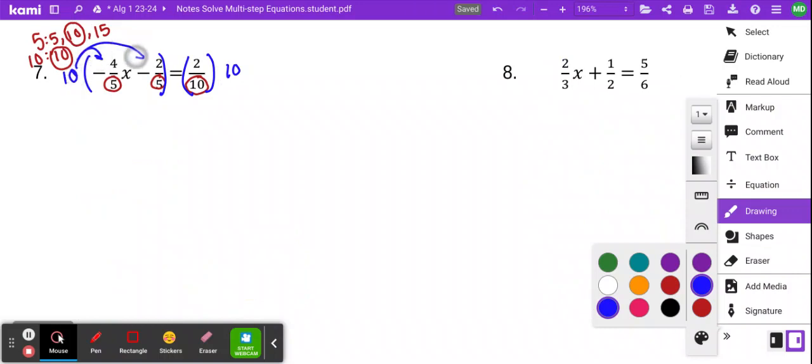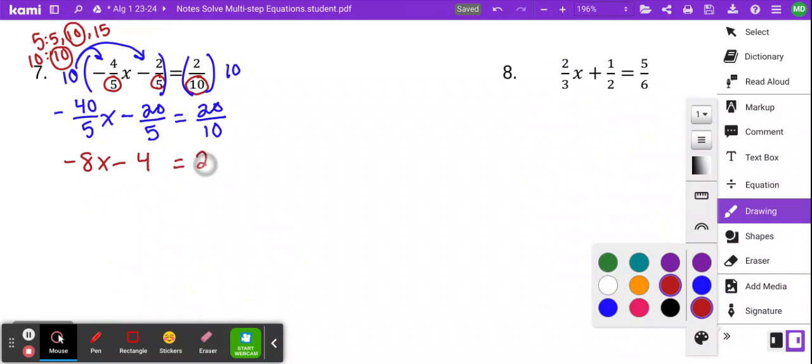When we multiply the entire left side, we have to distribute. We'll get a negative 10 times 4 is 40 over 5x. We'll get a negative 10 times 2 is 20 over 5 is equal to a 2 times 10 is 20 over 10. And we'll simplify. Negative 8x minus 4 is equal to 2. And we have a two-step equation. So we will add 4 to both sides.